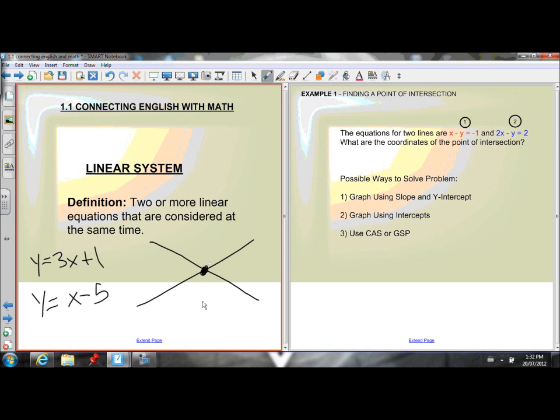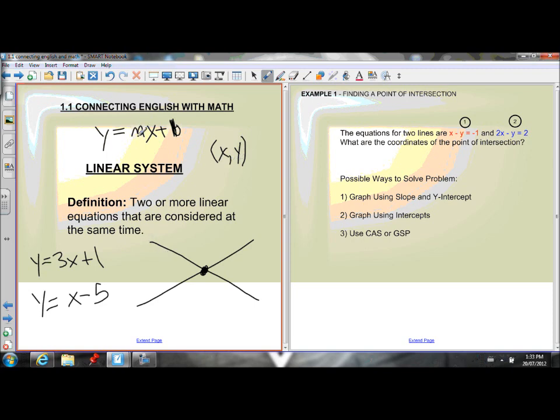Okay, so later in this unit, we're going to learn some algebraic ways for finding that point of intersection, but right now we're just going to learn the graphical way. Let's also just quickly refresh. The equation of a line is y equals mx plus b. Hopefully you remember that from grade 9. X and y stand for all the coordinates on the line. Every coordinate is an xy coordinate. X being the horizontal axis, y being the vertical axis.